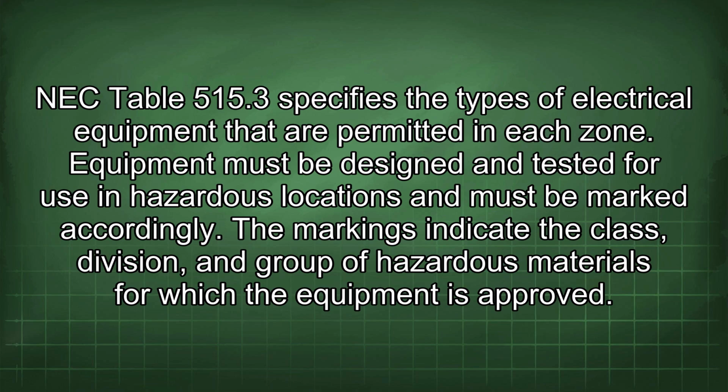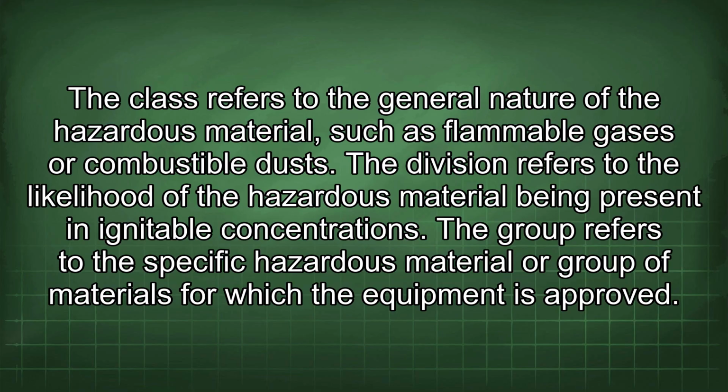Equipment must be designed and tested for use in hazardous locations and must be marked accordingly. The markings indicate the class, division, and group of hazardous materials for which the equipment is approved. The class refers to the general nature of the hazardous material, such as flammable gases or combustible dusts. The division refers to the likelihood of the hazardous material being present in ignitable concentrations. The group refers to the specific hazardous material or group of materials for which the equipment is approved.